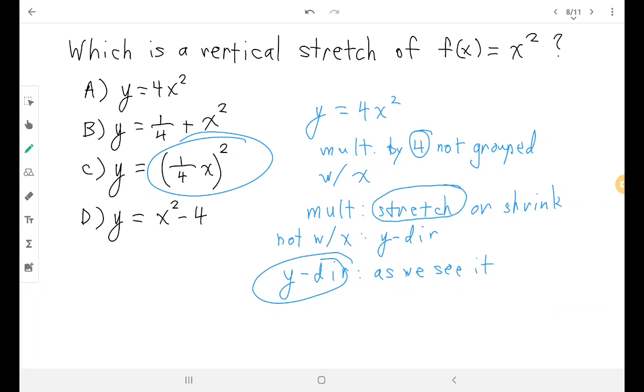So the only other one to look at is that one, because indeed there's multiplication here, but that multiplication is grouped in with the x, meaning it's not vertical, it's horizontal. It's in the x direction, right? So that one doesn't do it either, so it's got to be A. So it's got to be that one. Okay? I'll give you a moment to look at that, ponder that.